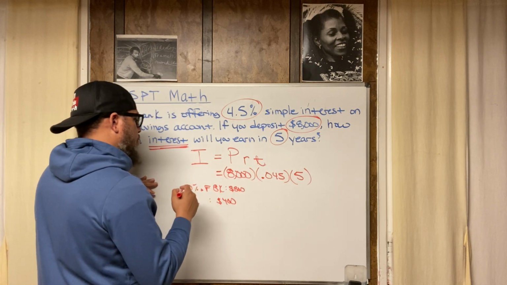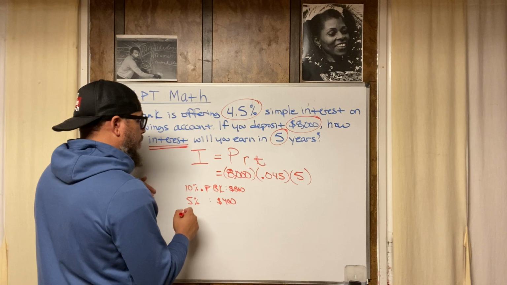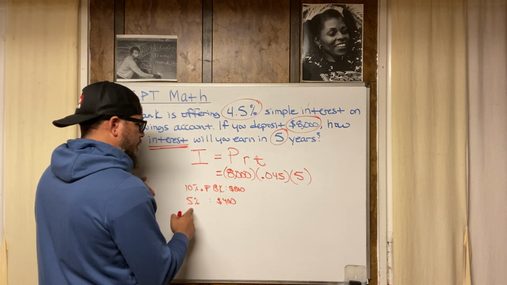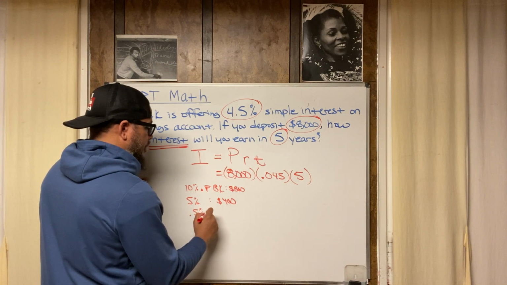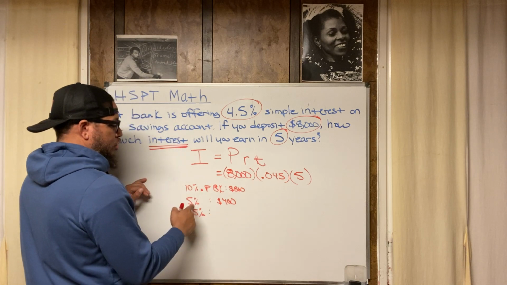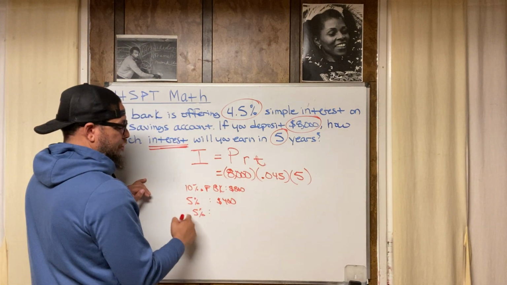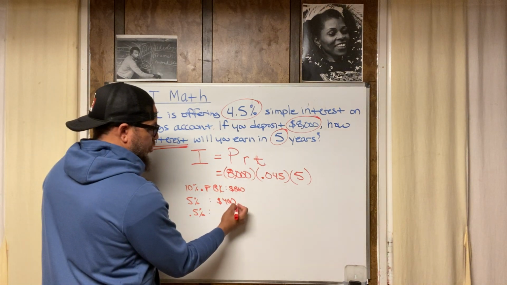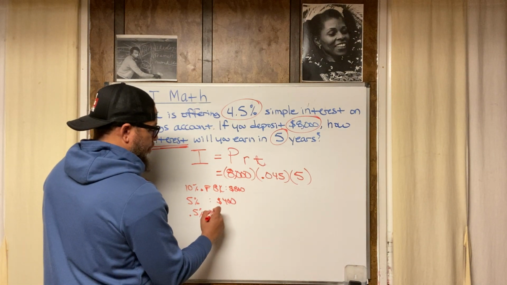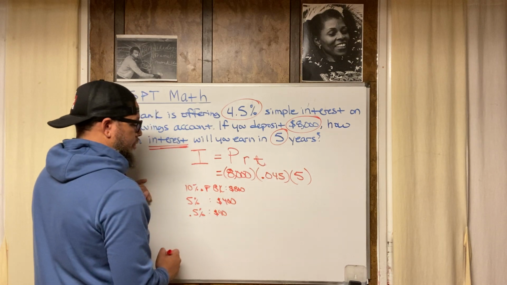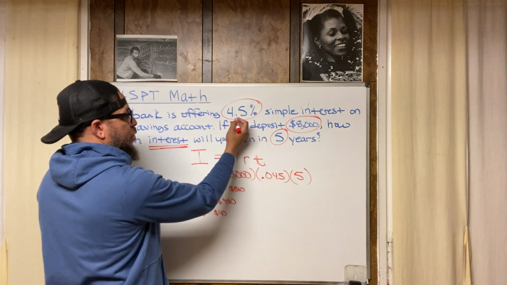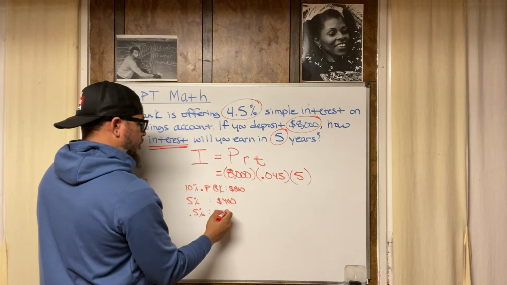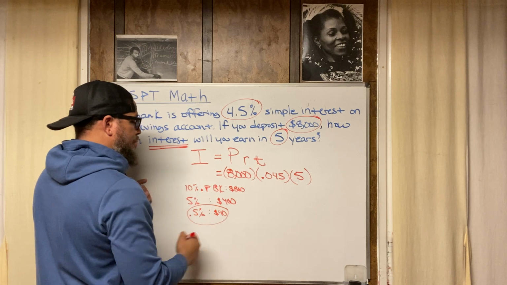Now, in order to find out what 0.5% is, I move the invisible decimal point over one space to the left. That's going to be $40, right? So 0.5% is going to be $40. That's going to come in handy because this interest rate is 4.5%. So now I got my 0.5. Now I just need to know what 4% is.